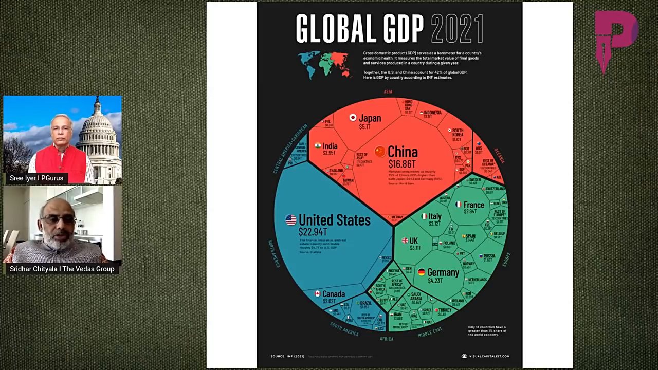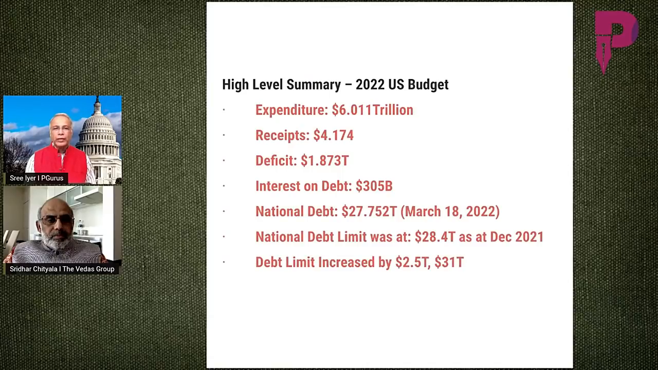But it's important to see the GDP numbers because that sets effectively the budgeting process and how the budgets drive the GDP outcome around the world. And let's take a look at the high-level summary of the 2022 US budget.